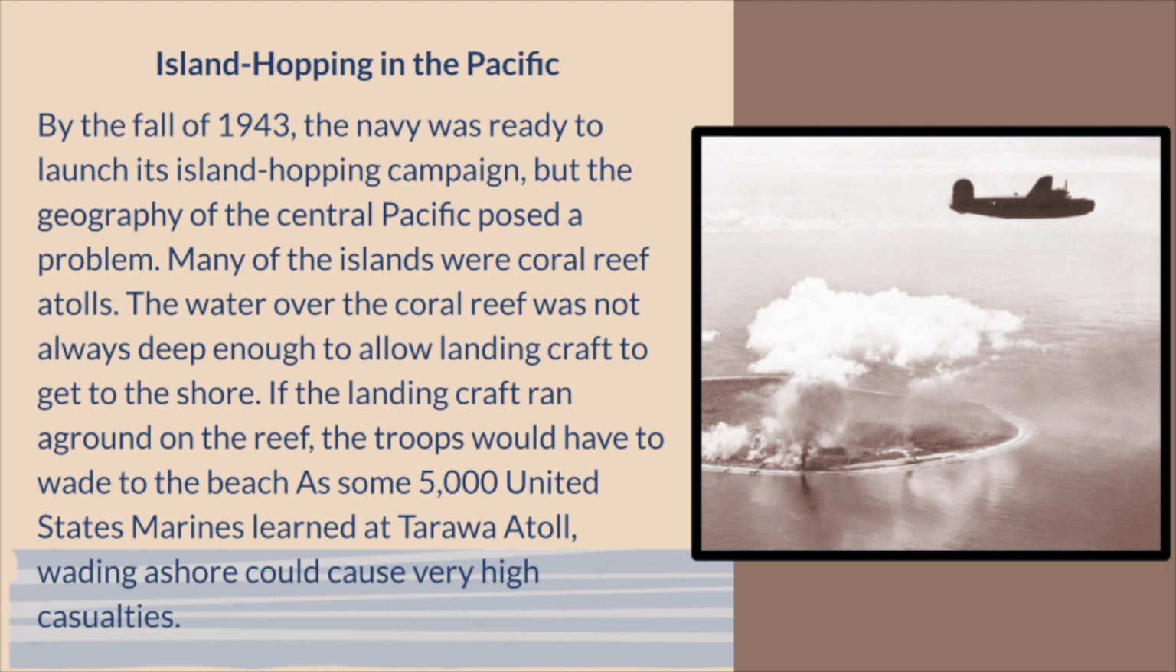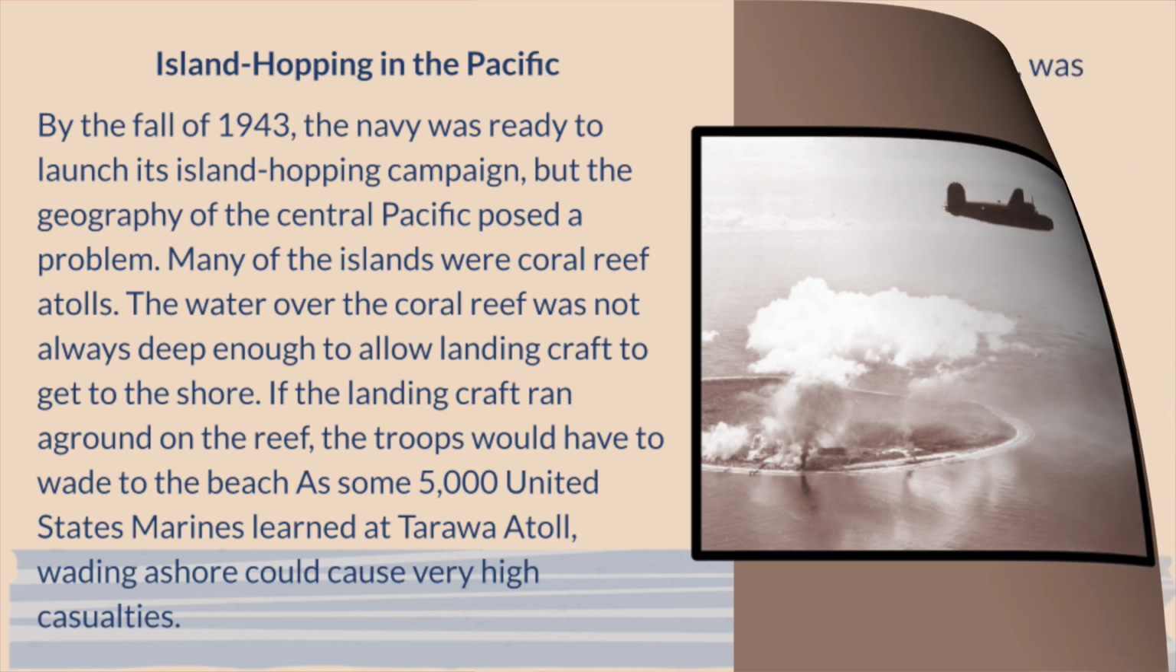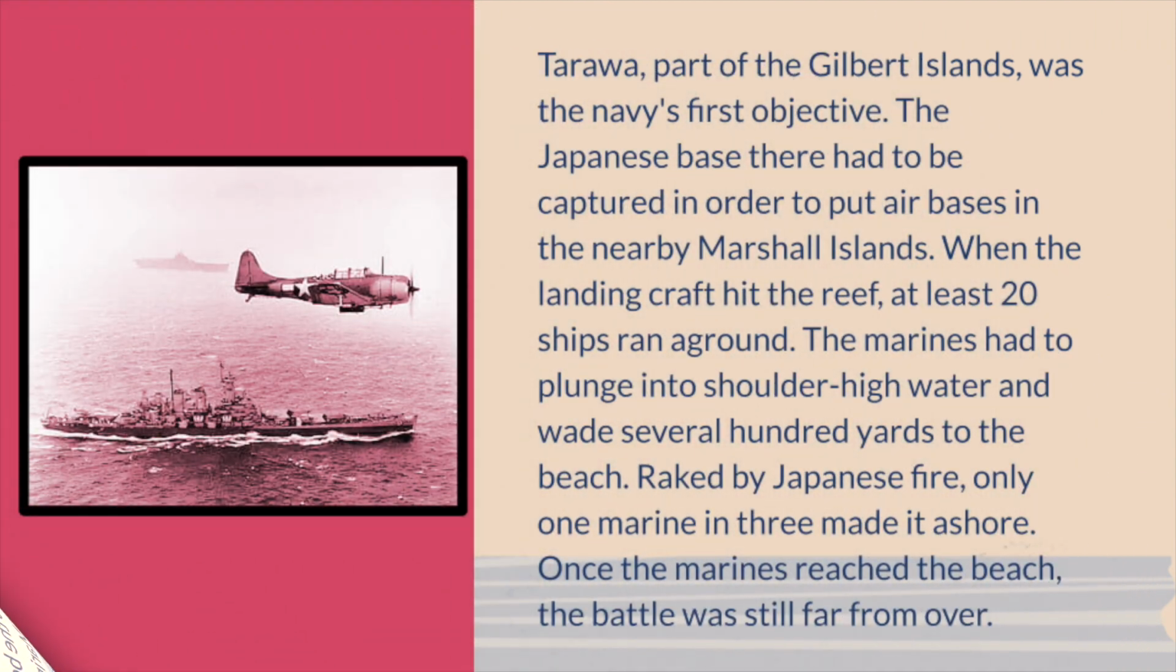If the landing craft ran aground on the reef, the troops would have to wade to the beach. As some 5,000 United States Marines learned at Tarawa Atoll, wading ashore could cause very high casualties. Tarawa, part of the Gilbert Islands, was the Navy's first objective. The Japanese base there had to be captured in order to put air bases in the nearby Marshall Islands.